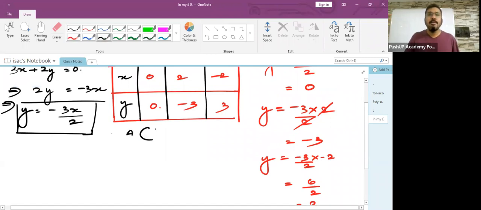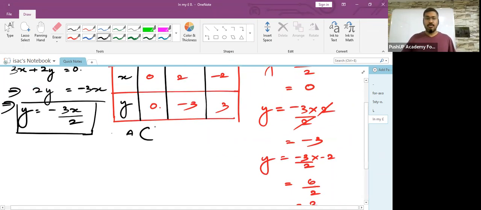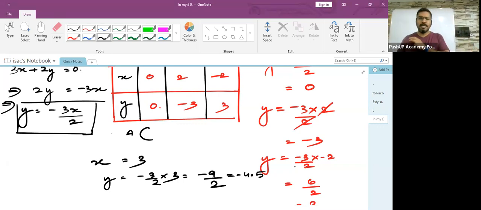What about x as 3? I will not recommend you to do so. You know why? If you take x is equal to 3, y will become minus 3 by 2 into 3, which will be minus 9 by 2 or else minus 4.5. It's a decimal value. You can plot it on the graph paper if you're okay with it, you can take. Otherwise, don't. Clear, children? Everyone?